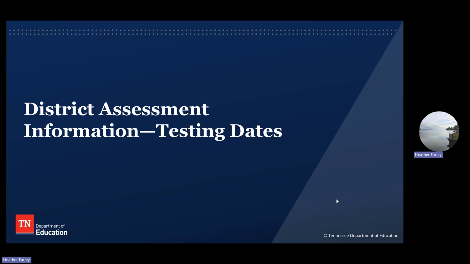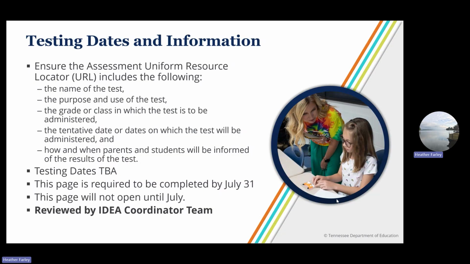With your testing dates and that information that you all have to place on your website each year, this is the information that is needed. Nothing has changed on what is required on your website. The testing dates have not been released, but do note that this page will not open until July. However, it has to be completed by July 31st. You do not have to submit by July 31st, but there is a timestamp in ePlan that will demonstrate completion. And the IDA coordinator team is the one who reviews this page.